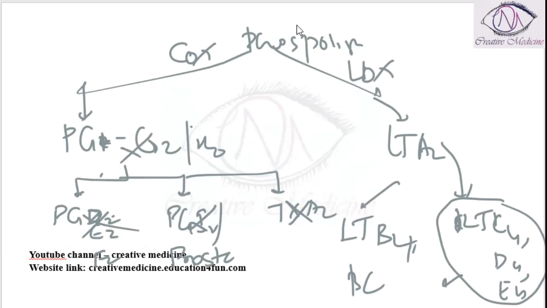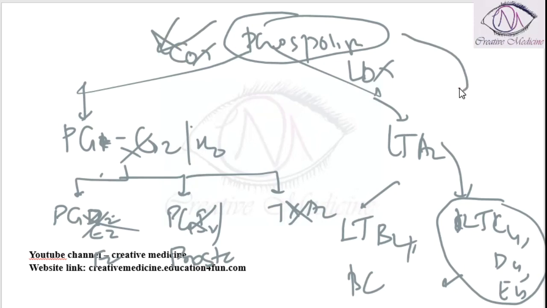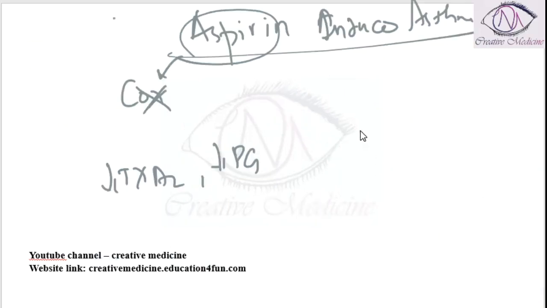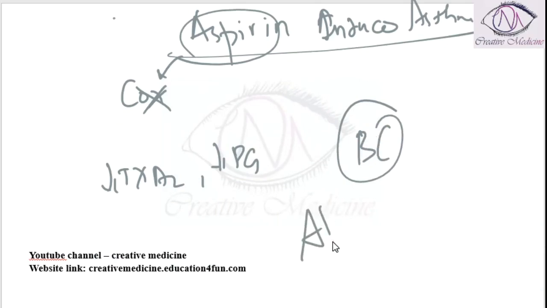As a result, this phospholipid which is present, instead of going in this pathway, goes into this pathway, and as a result there is increased production of leukotrienes. Now these leukotrienes cause bronchoconstriction and bronchospasm, thus causing severe asthma-like features because of bronchoconstriction, and they also produce allergic-like effects.